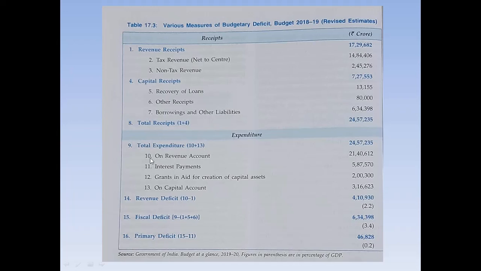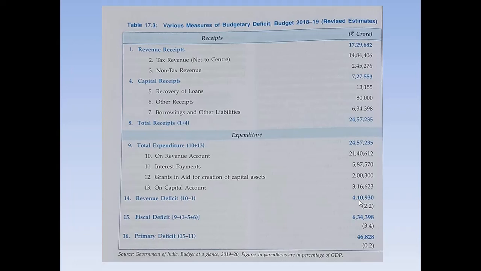So revenue expenditure minus revenue receipt. If you do so, what happens? You will get a deficit, of course. Because this is your revenue receipt total amount, 17,29,682. If you subtract this from 21,40,612, you will get the figure of 4,10,930. So this is your revenue deficit.